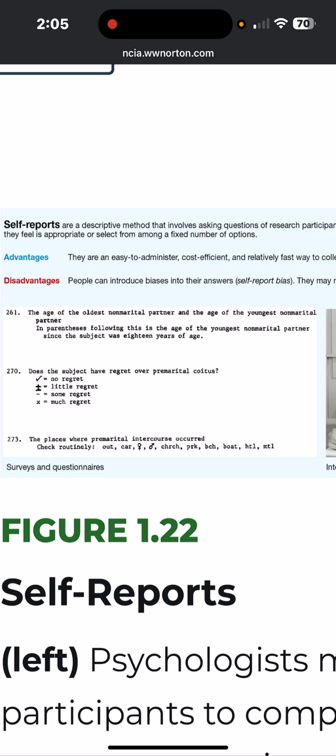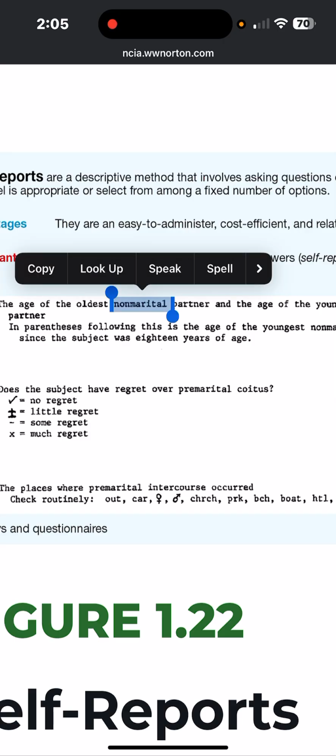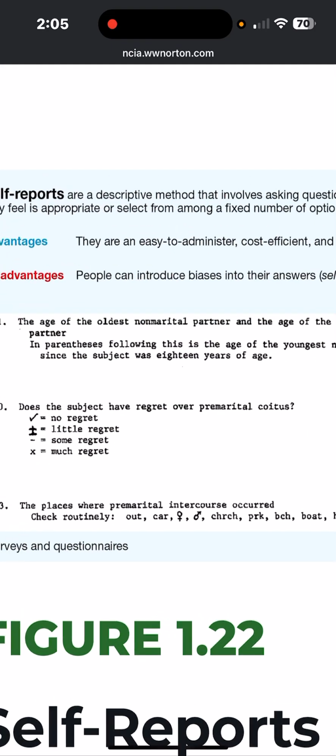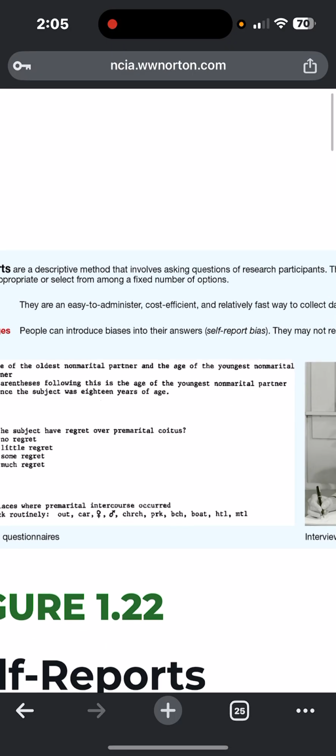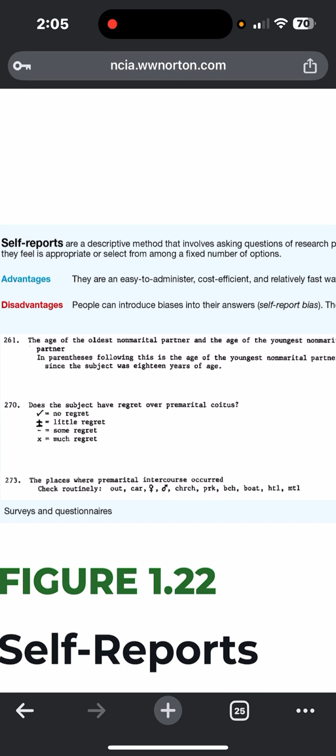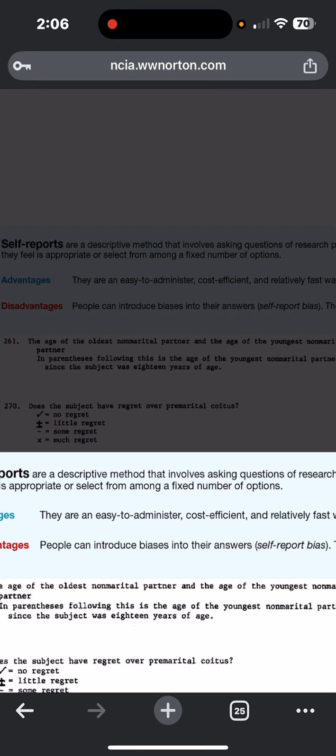261. The age of the oldest non-marital partner, and the age of the youngest non-marital partner in parentheses.